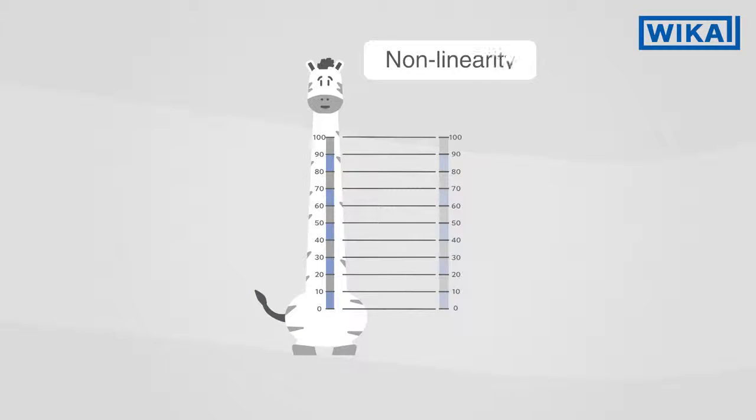The non-linearity describes how crooked or nonlinear the measured characteristic curve is. On the chart, the intervals are then sometimes too short, sometimes too long, or just right. The deviations are therefore uneven or nonlinear, which makes the measuring result sometimes too high and sometimes too low.